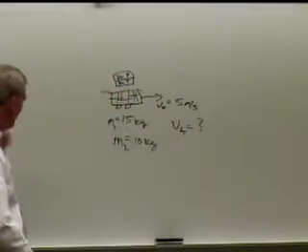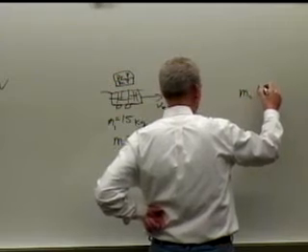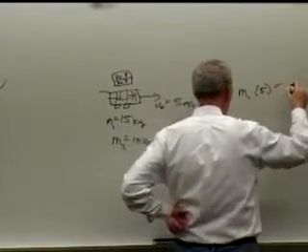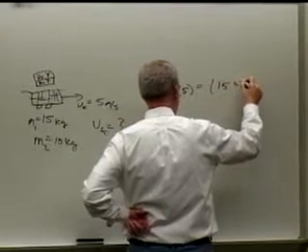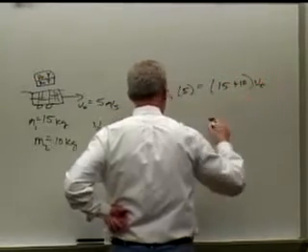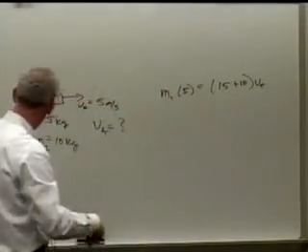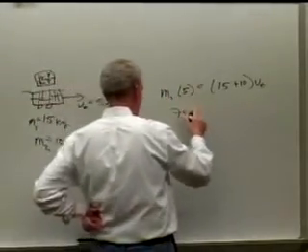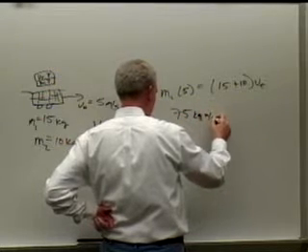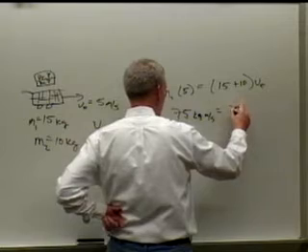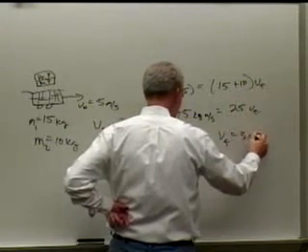Well, it's the same thing as over here. Basically, we've got m1 times 5 equals 15 plus 10 times vf. So we've got, what was it, 75 kilogram meters per second equals 25 vf. So vf equals 3 meters per second.